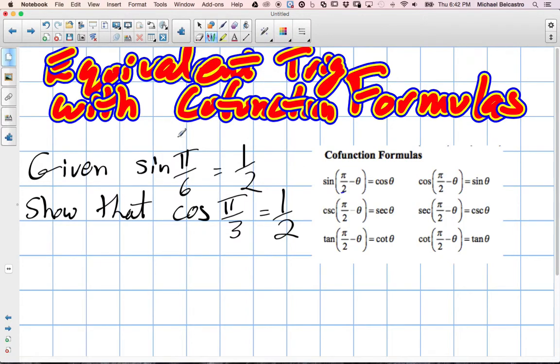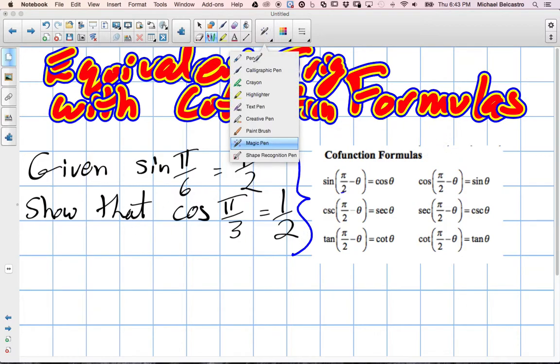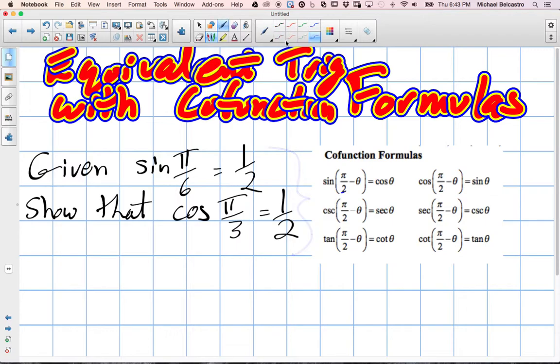Okay, equivalent trig with a cofunction formula. So here are cofunction formulas, and this is our question. The question says, given that sine pi over 6 is equal to a half, show that cos pi over 3 is equal to a half. So let's actually build a very long expression here.